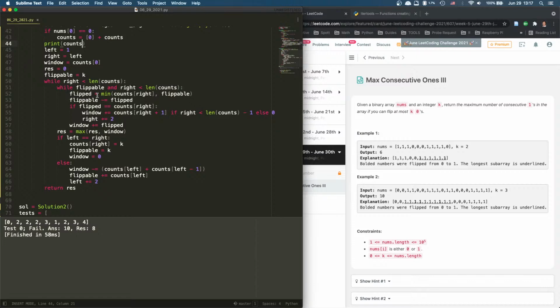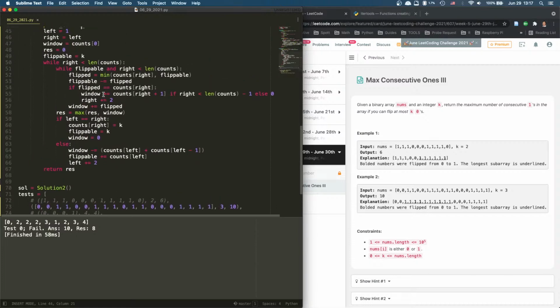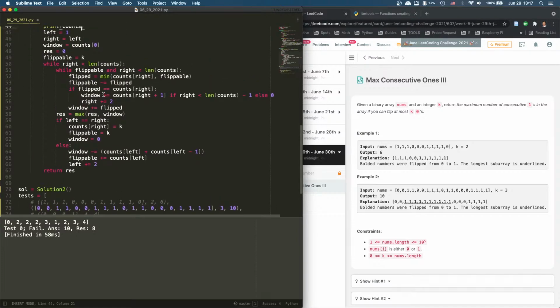So flip equals minimum of count right and flippable. So flippable is what? Flippable is 3. Start with 3. So minimum of counts right, minimum is 2. So flip is 2, so flippable becomes 1. Right? And if flip equals, yeah, it equals. So window is going to plus equal to counts right plus 1.